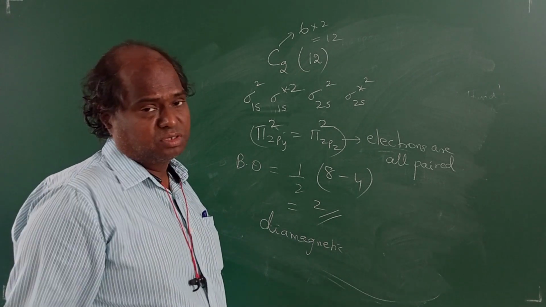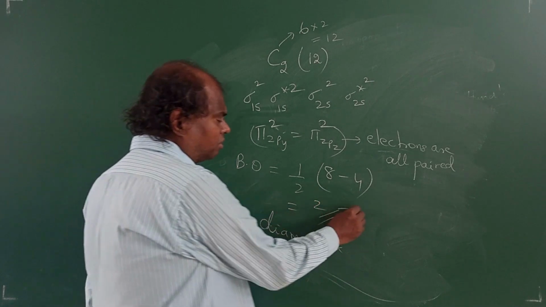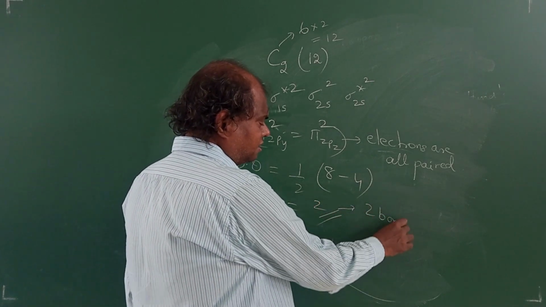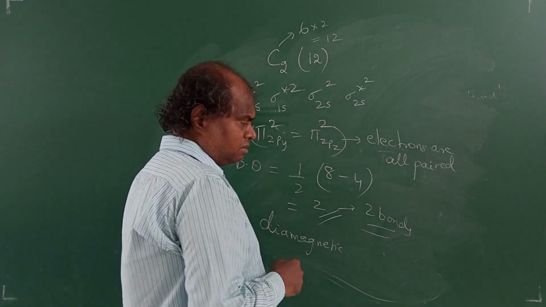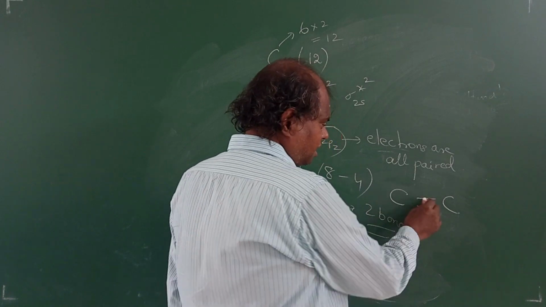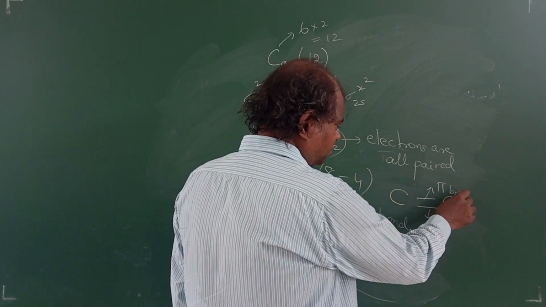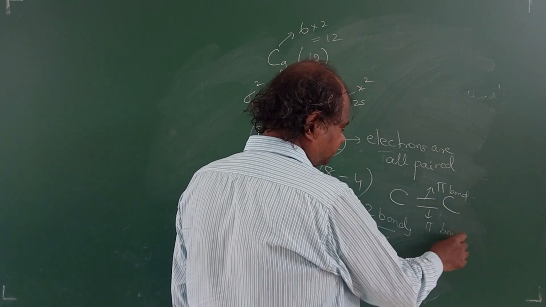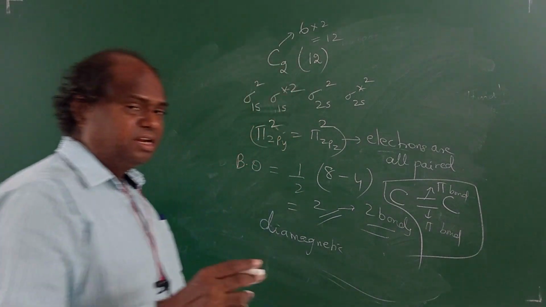Now, very important students, this is the most important thing. If you see two bonds, what is the meaning of bond order 2? It means you will get two bonds, right? And both the bonds are pi bonds. Can you see pi, pi? So in carbon C2, two bonds are there, and both the bonds are pi bonds. This is also pi bond, this is also pi bond. So that's very interesting.